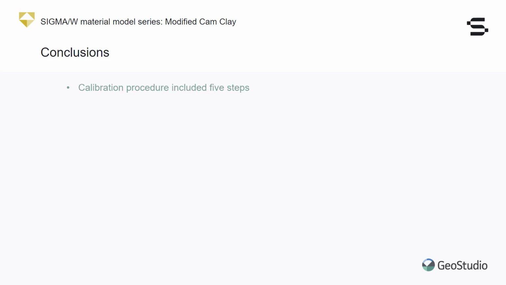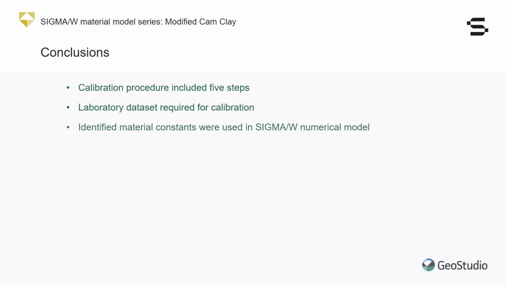In this webinar, the calibration procedure of the modified Cam-clay material model was provided in 5 straightforward steps. The results of the drained triaxial test were the only laboratory dataset required for calibration. The identified material constants were used in a SIGMA/W numerical model, and the simulation results were found to compare favorably with both the analytical solution and corresponding laboratory results.